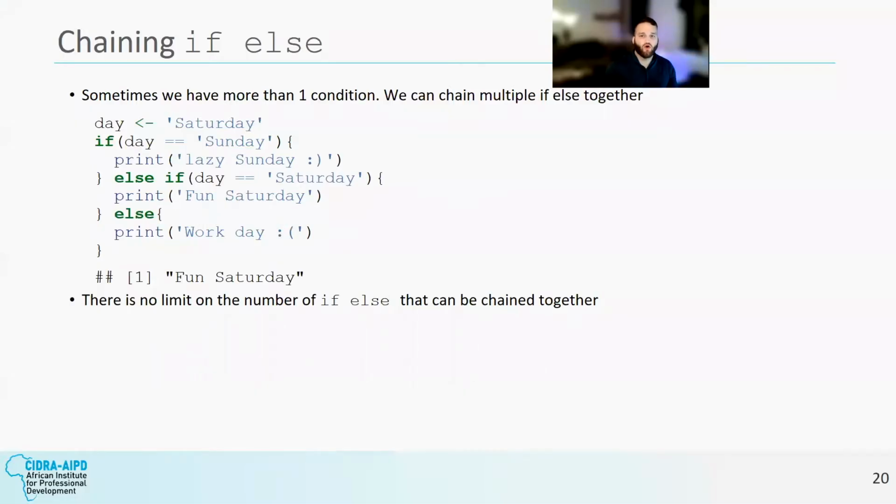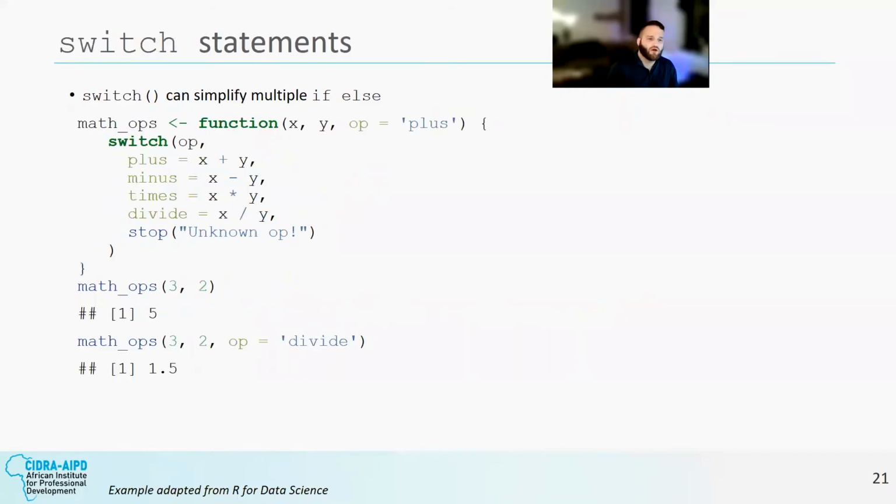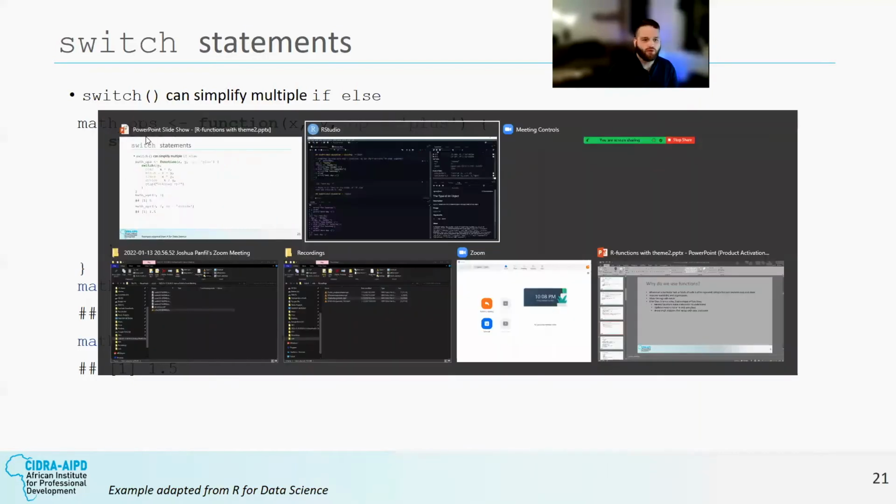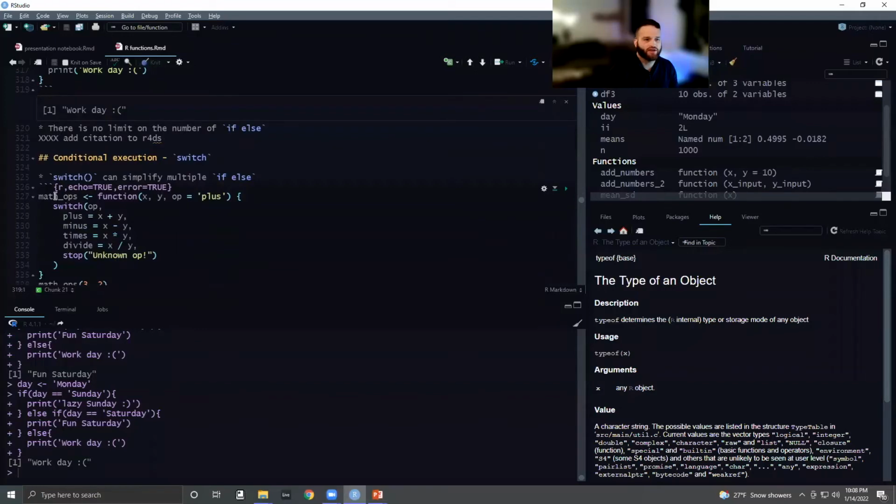So there's actually no limit in R to the number of if and else that you can chain together. However, chaining together many if and else statements will often make your code very, very difficult to read. So luckily, we have another option known as switch statements. A switch statement is essentially a chained if else, just written more simply. So let's take a look at this next example.